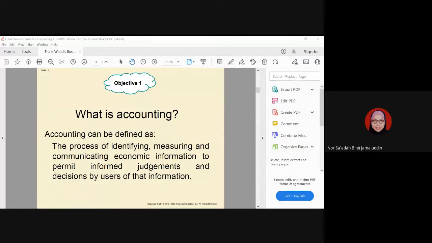So if the question asks you to explain what accounting is, your answer must follow the right process. What is the meaning of the right process? You should start with identifying, followed by measuring, and lastly you must communicate. Okay, right.